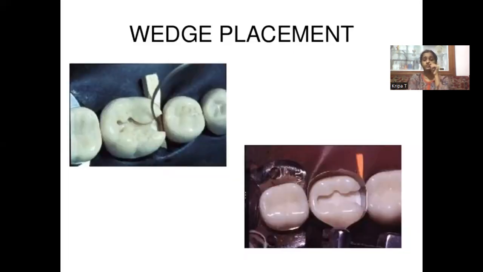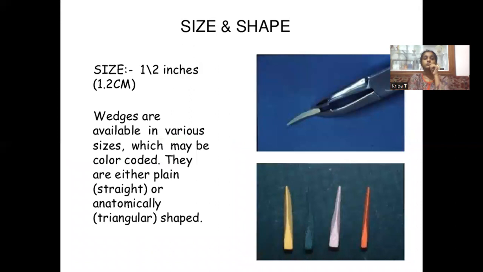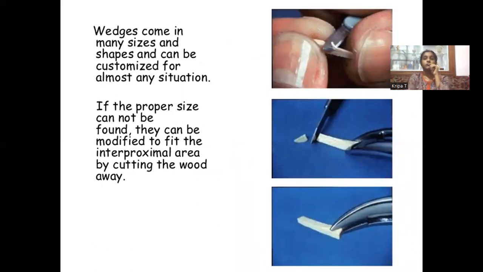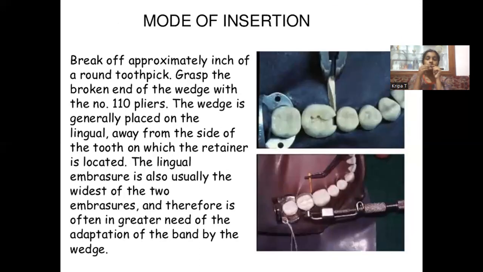So this is how a wedge is placed from the lingual embrasure. You can see where they are shaping the wedge with various instruments according to the embrasure size. If the proper size cannot be found, you can modify it so that it will fit the interproximal area properly.